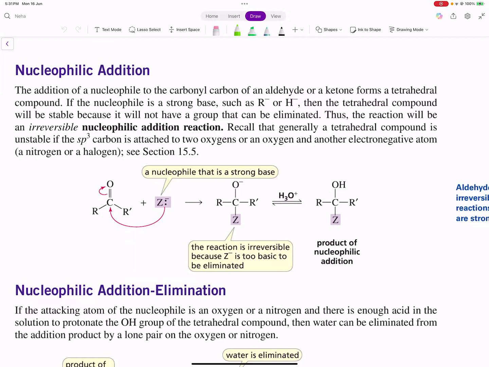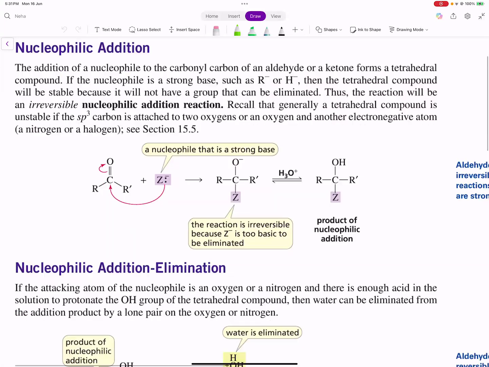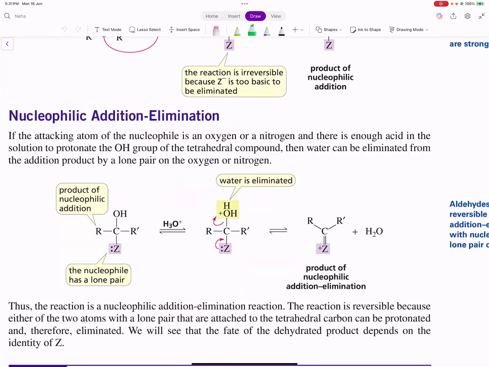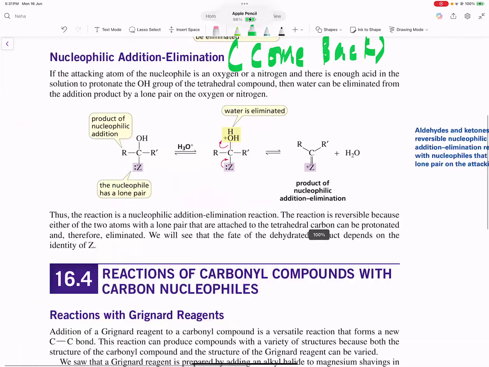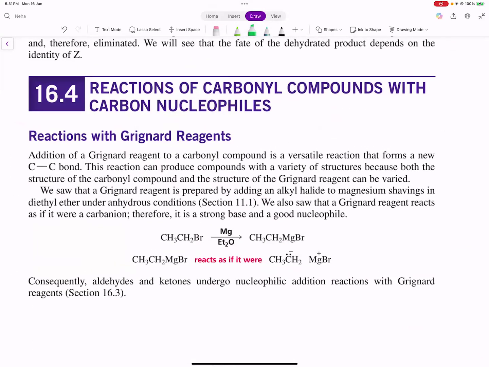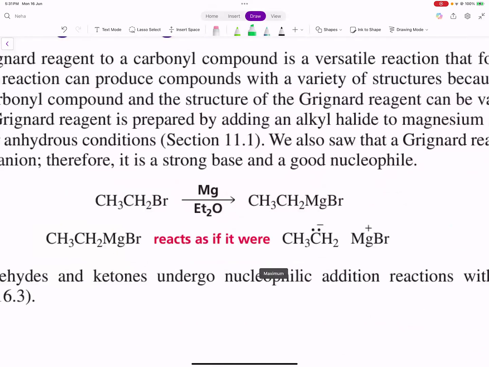So nucleophilic addition has taken place. Again Z minus attacks, and finally we give H plus. Another mechanism they have given is nucleophilic addition elimination. We are going to come back to this, because I have so many nice shortcuts. Now, first of all, with the carbon nucleophiles, with the Grignard reagent, we know that the Grignard reagent is R negative and MgX positive.